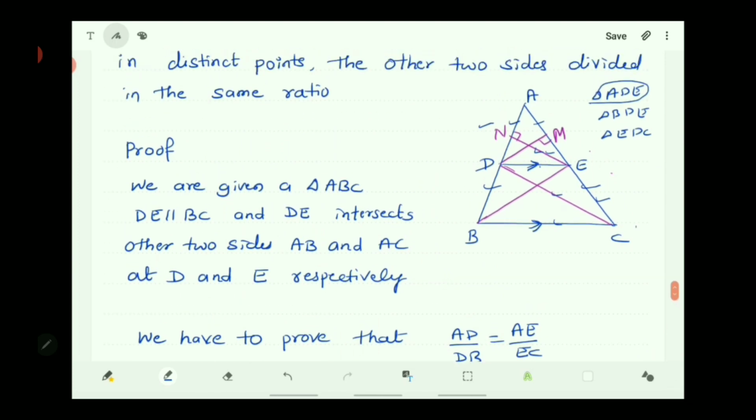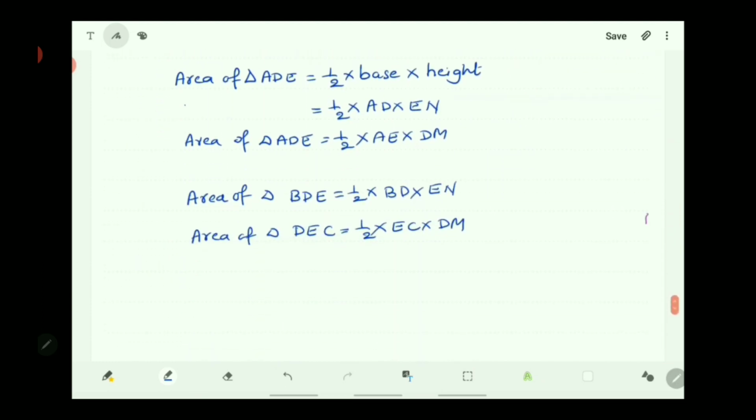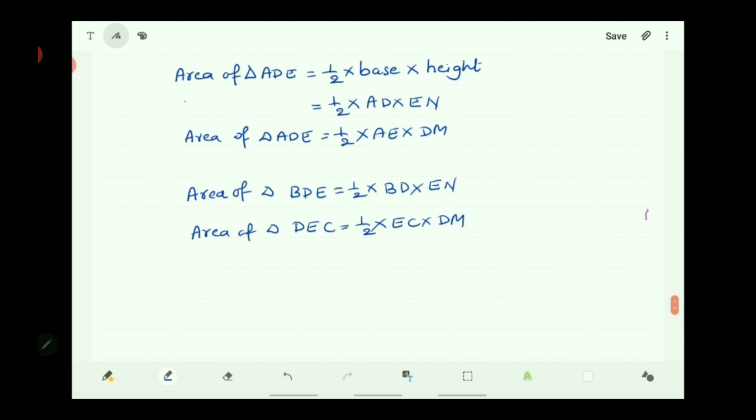So you got here the areas of the triangles. Area of the triangle ADE in terms of two bases and two heights is half into AD into EN or half into AE into DM. Area of the triangle BDE is half into BD into EN. Area of the triangle DEC is half into EC into DM. You got four areas here. Now take the area of the triangles ADE and BDE, because both have the common height EN.